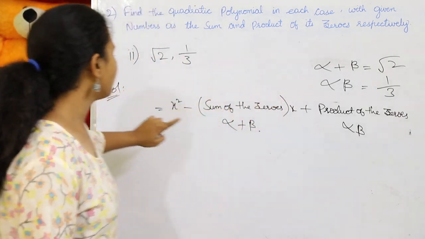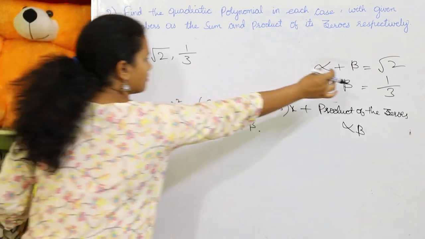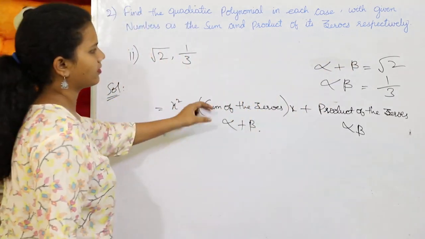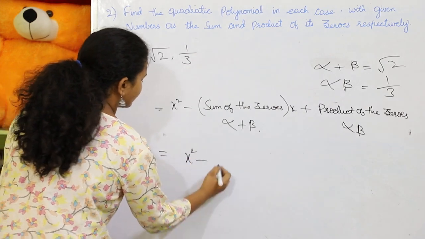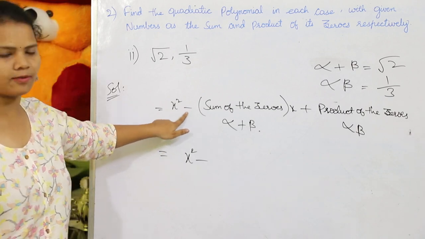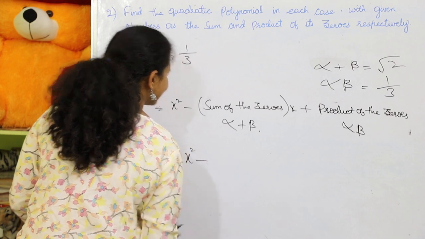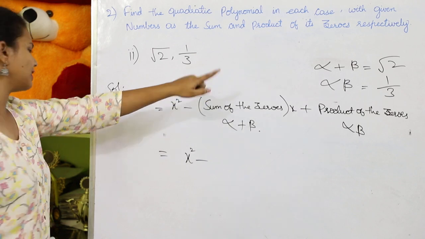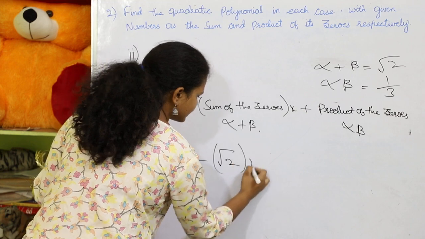Now, according to the given formula, root 2 means the sum of the zeros. So you take this value and keep the value over here. So what does this become here? X square as it is, minus, because according to the formula there is a minus symbol, so that's what I have got. I followed a few mathematical rules. So here I have x square minus alpha plus beta, which equals root 2. So instead of the sum of the zeros I would place root 2 into x as it is, root 2x.